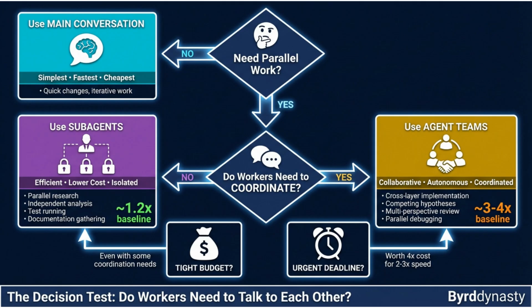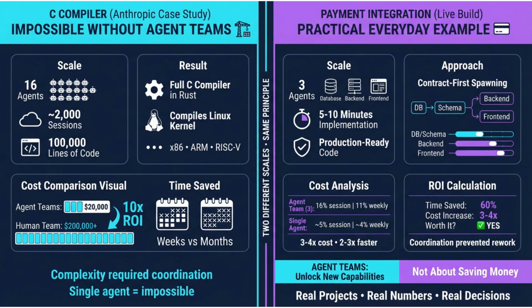Simple framework. The main conversation for a single agent, subagents when workers don't coordinate, agent teams when they do. Factor cost and time as overrides. This works for 90% of scenarios. Here are some real numbers from real projects.